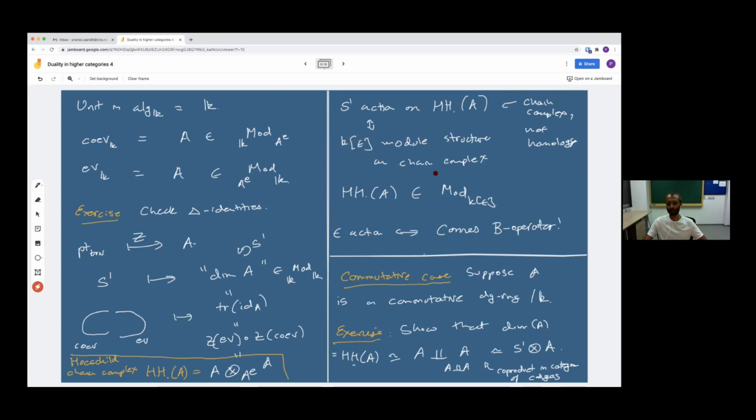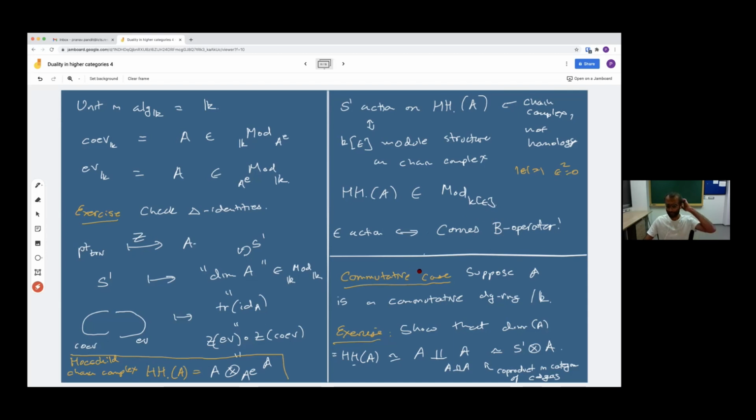And a K epsilon module structure on HH of A is the same thing as giving an epsilon action, where epsilon is in degree 1. This is slide 11. The degree of epsilon is equal to 1. Epsilon squared is 0. And the epsilon action, for those of you who are familiar with Hochschild homology, is given by Connes' B operator. So you could discover Connes' B operator from topological field theory or from physics, if you like.